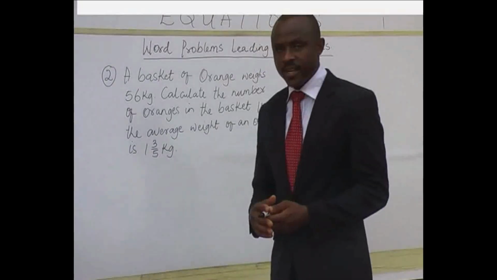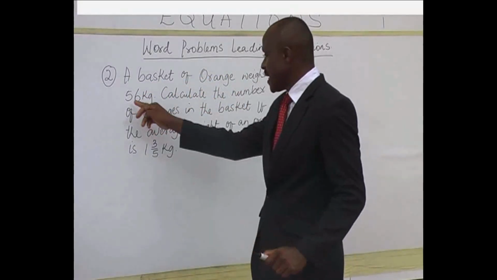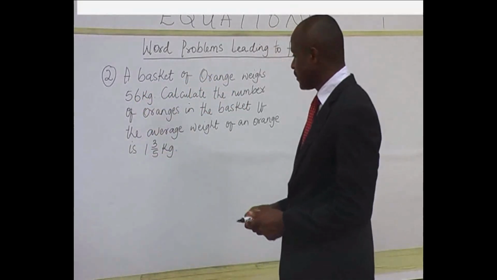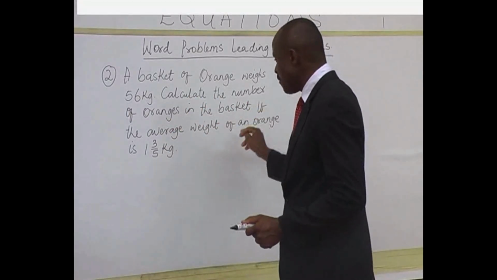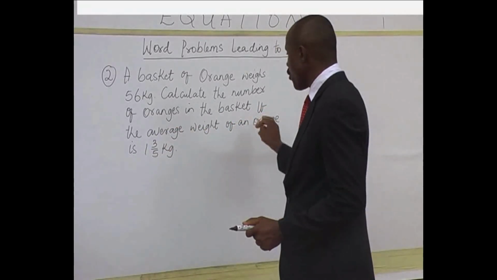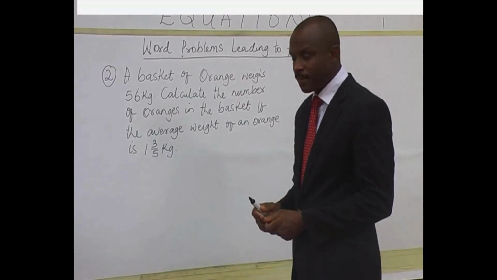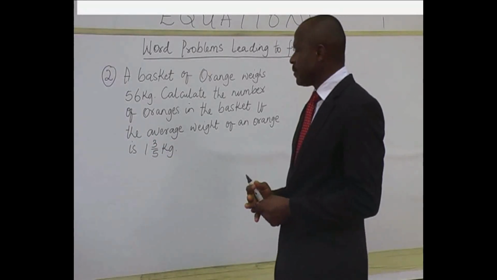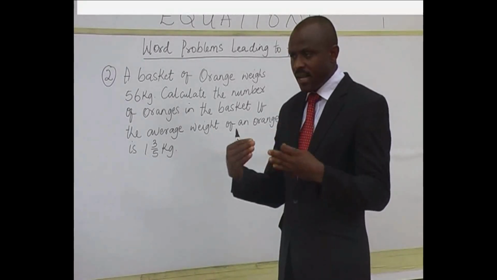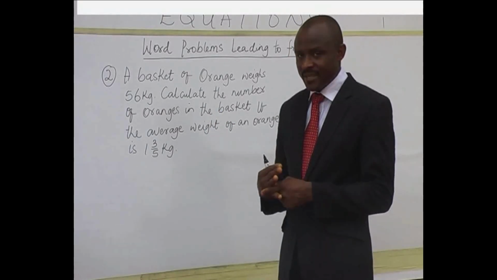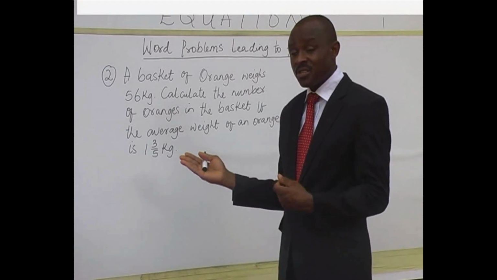The second question says a basket of orange weighs 56 kilograms. Then we are asked to calculate the number of oranges in the basket if the average weight of an orange is 1 whole number 3/5 kilograms. Now, they say a basket of orange. That means there is a certain number of oranges in the basket, but we don't know. And that is exactly what the question wants us to calculate.